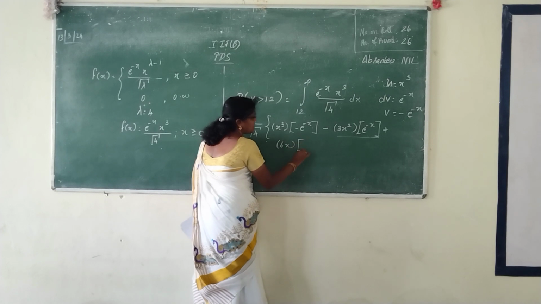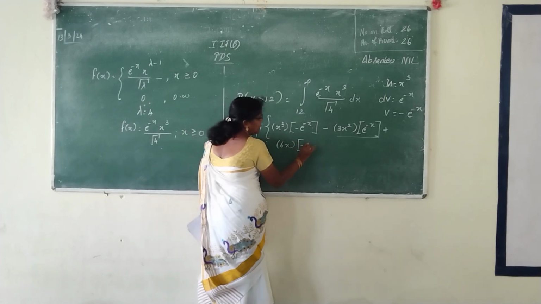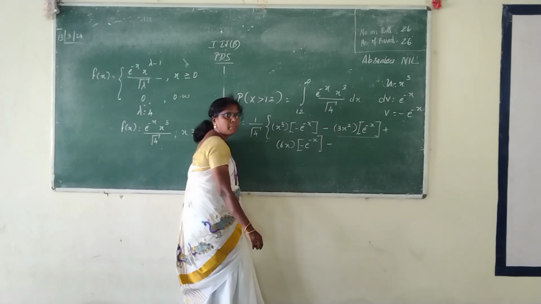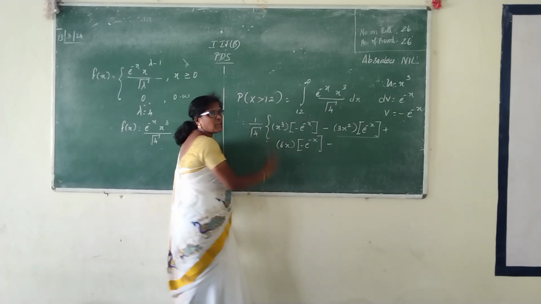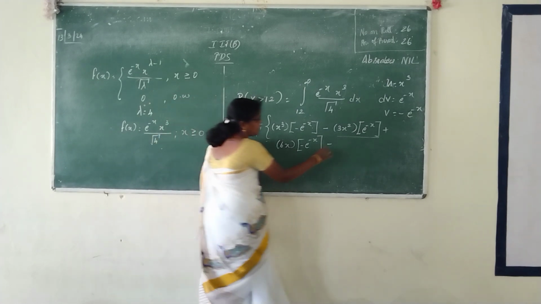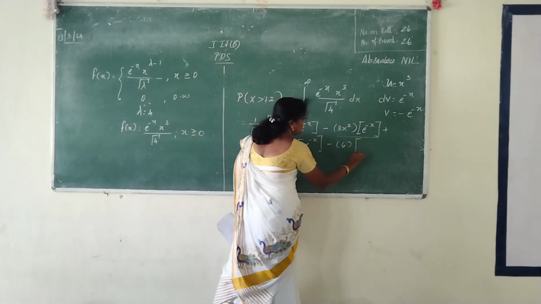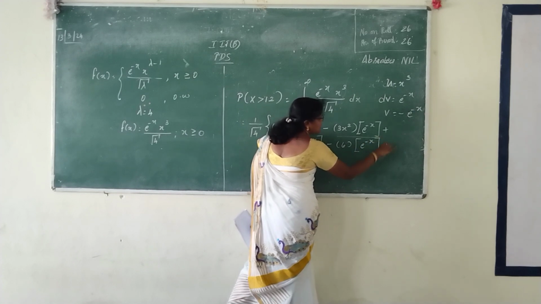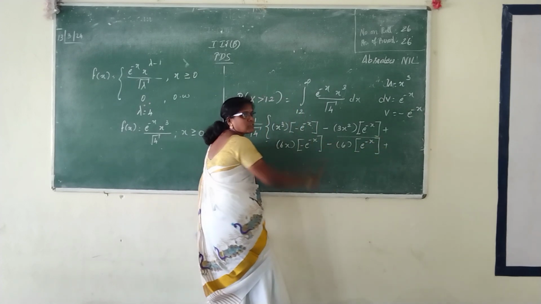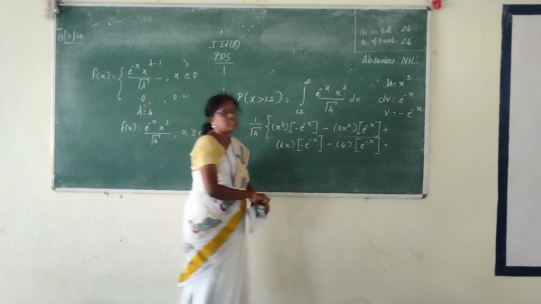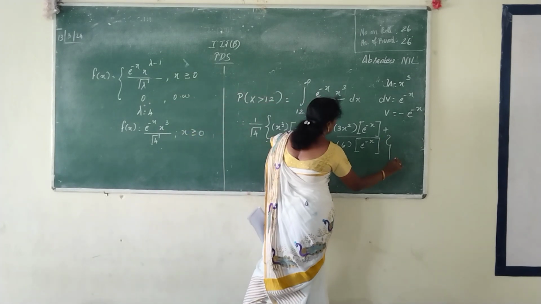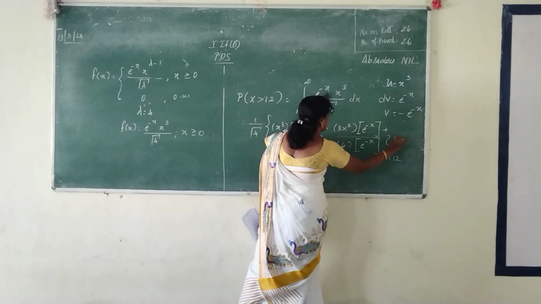Integral of e power minus x? Minus e power minus x. Since this was plus, the next term will be minus. Again, what is the differential of 6x? 6. What is the integral of the next term? E power minus x. So the next term should actually be plus. What is the differential of 6? 0. Once 0 comes, you can stop, that's all. Only 4 terms. This is within the limit 12 to infinity.